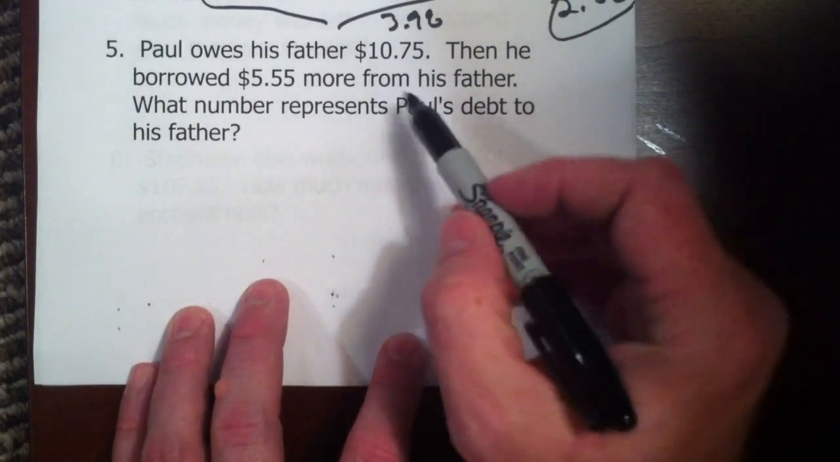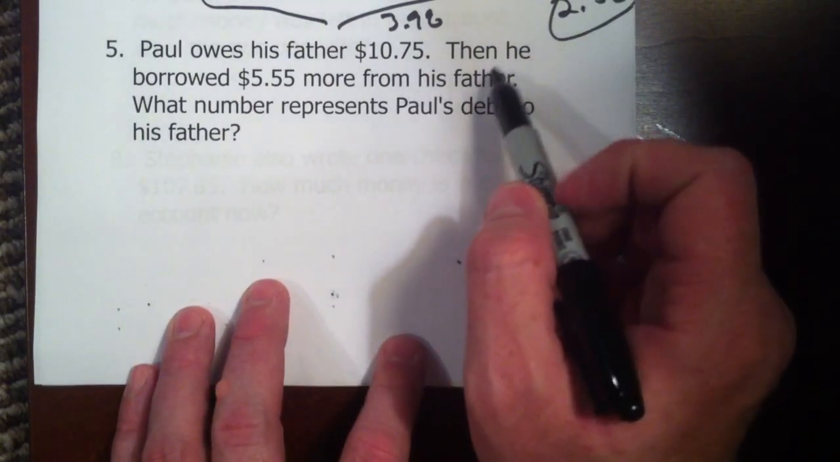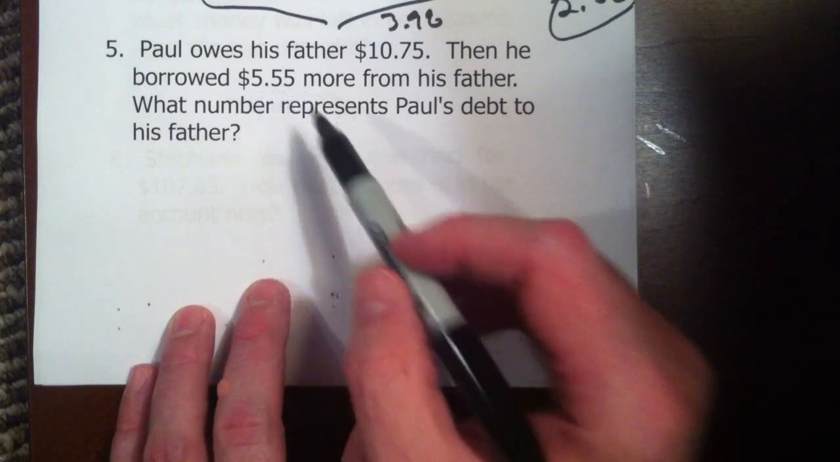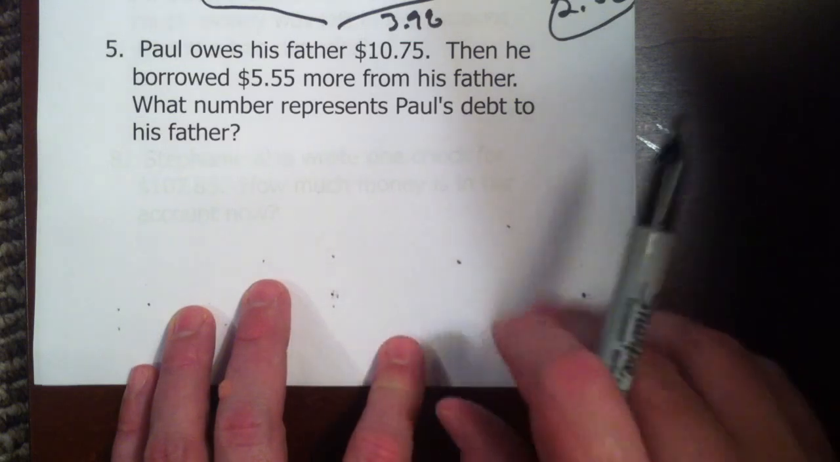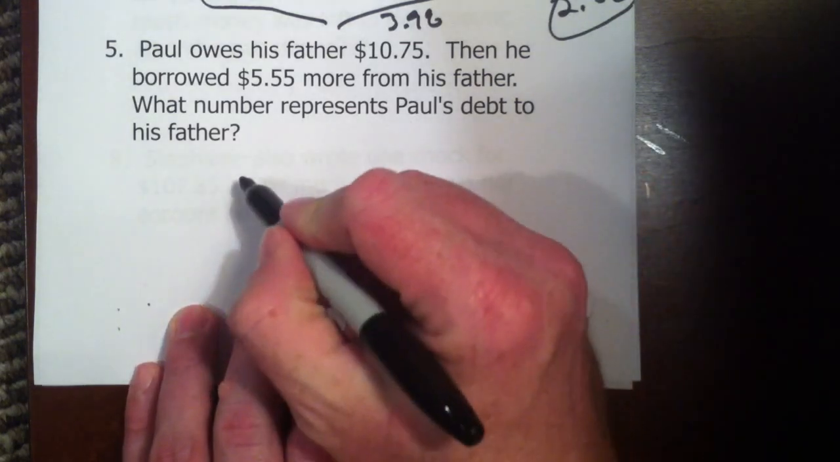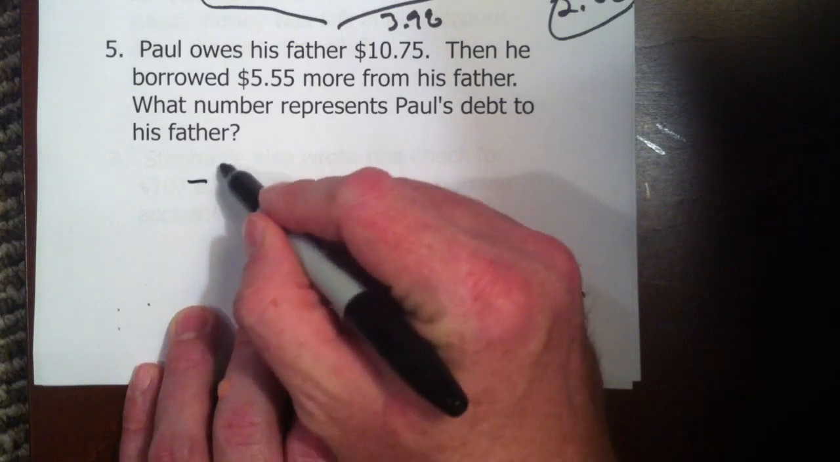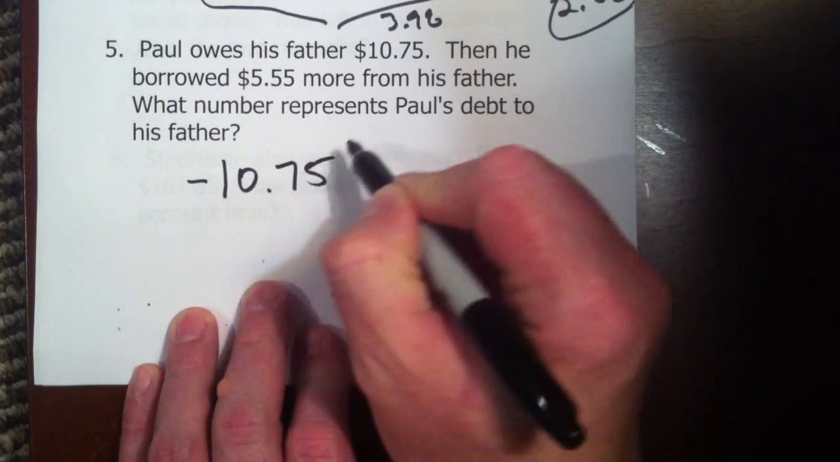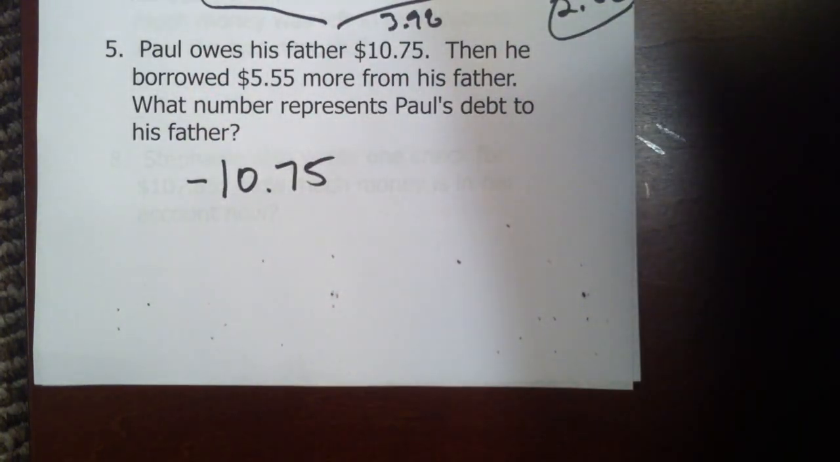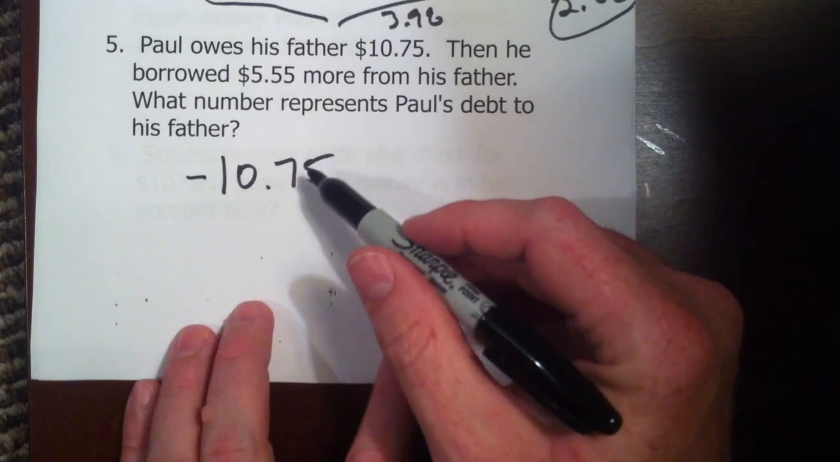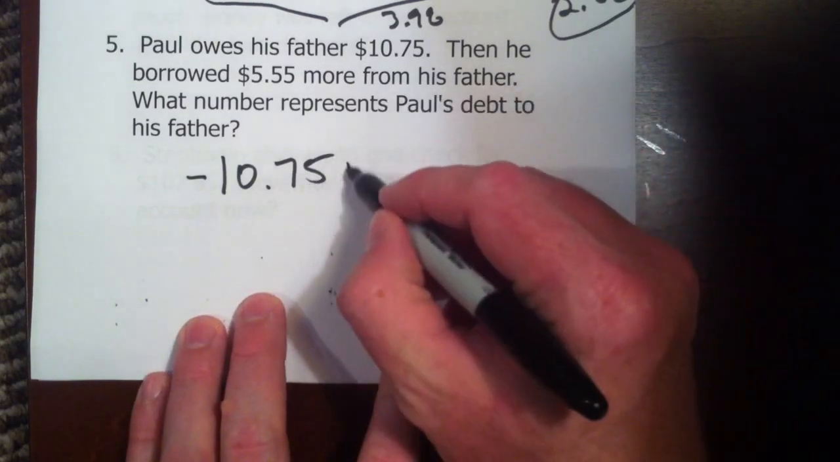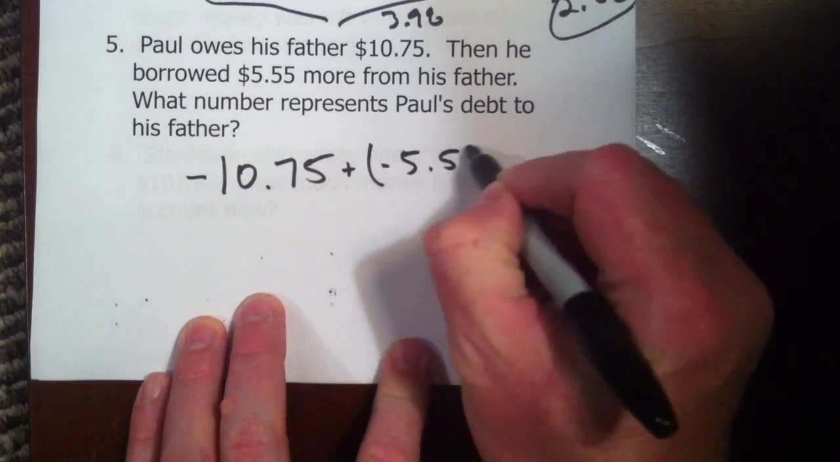Paul owes his father $10.75. Unfortunately, he had to go back to his dad and borrow another $5.55. What number represents Paul's debt to his father? Remember, when we talk about debt, we have negative 10.75. He owes his father, that's his debt. Debt is almost always spoken about in terms of negative numbers. Then he borrowed another $5.55, so we're adding another negative, negative 5.55.